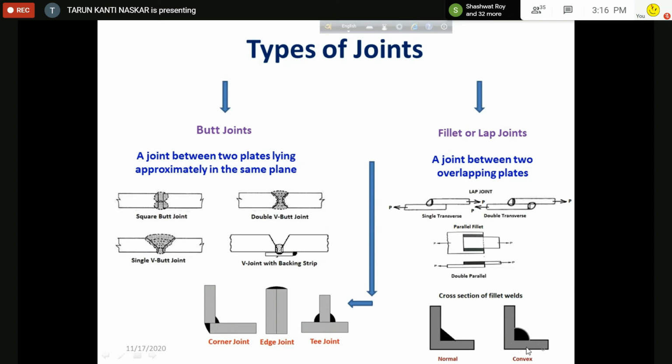So it is convex cross section. It is normal cross section when the angles are 45 degree here. It is normal cross section. This is the cross section of fillet weld. These three are the types, and this is the cross section of fillet weld.